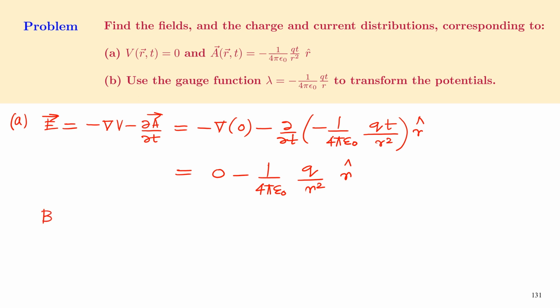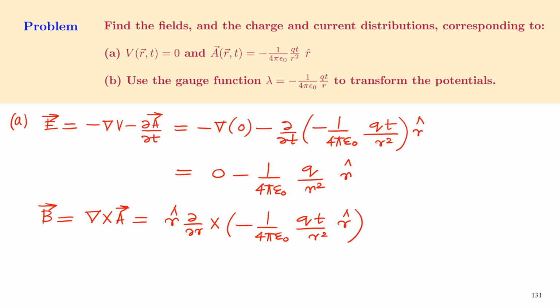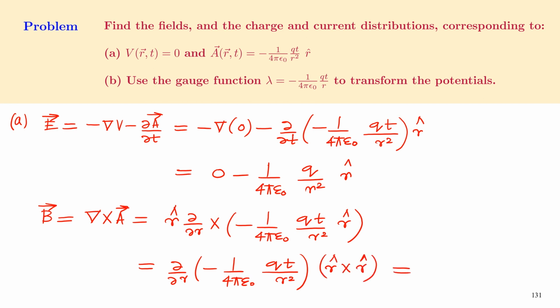Now the magnetic field is del cross A. This is equal to r hat ∂/∂r cross negative of 1 over 4 pi epsilon 0 Qt over r square r hat, and this is equal to ∂/∂r of negative of 1 over 4 pi epsilon 0 Qt over r square, and then r hat cross r hat. That is, the magnetic flux density is equal to 0.